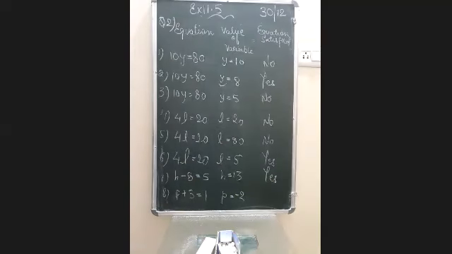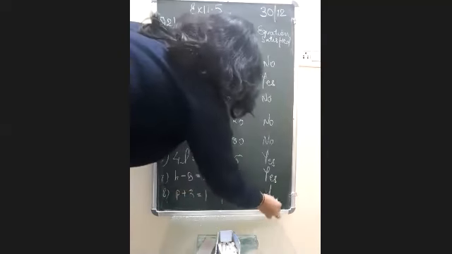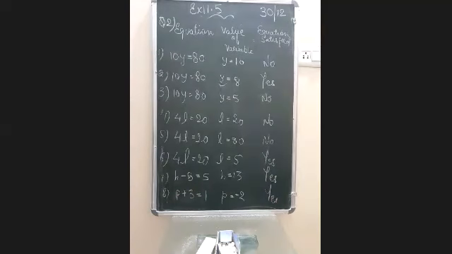Now last but not the least, p is equal to minus 2. This I am not telling you. You tell me what will be there, yes or no. You write it down. Yes, very good. The answer will be yes, because minus 2 plus 3 will give us plus 1 only.